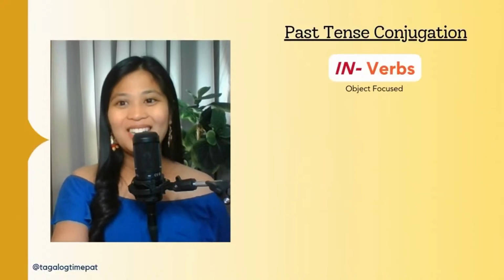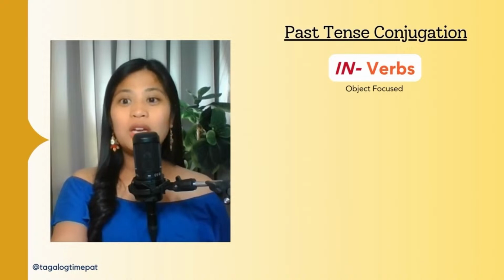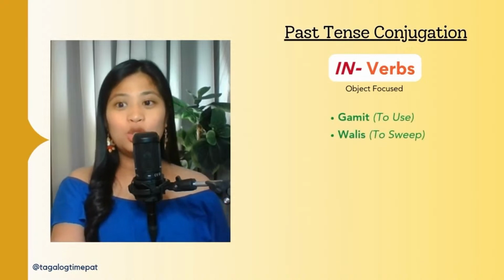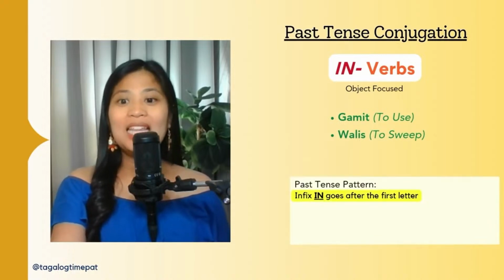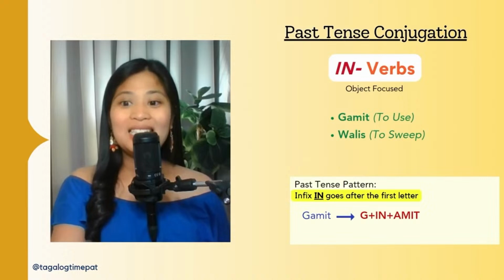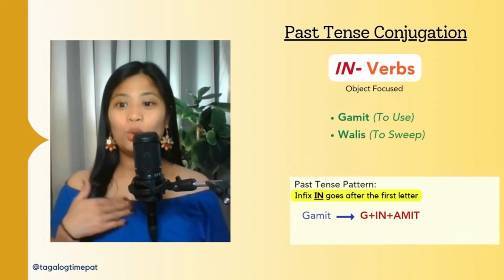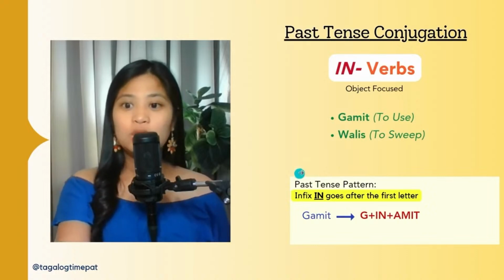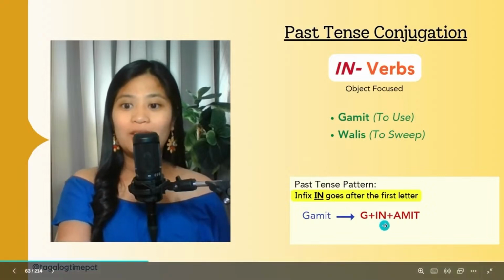All right, so let's take a look at verbs. These are usually object focused and here are some examples. Gamit means to use. Walis means to sweep. In the past tense, the infix goes after the first letter. So gamit, to use, in the past tense is ginamit. Ginamit ko, I used something. So you can see it just goes after the first letter.